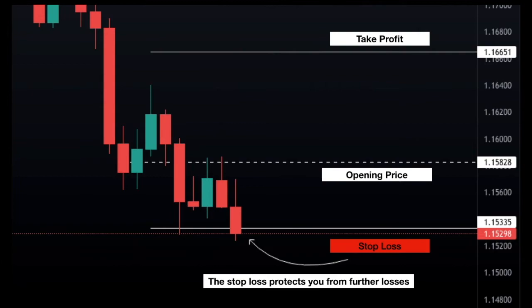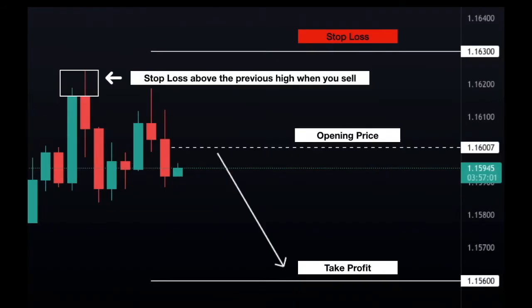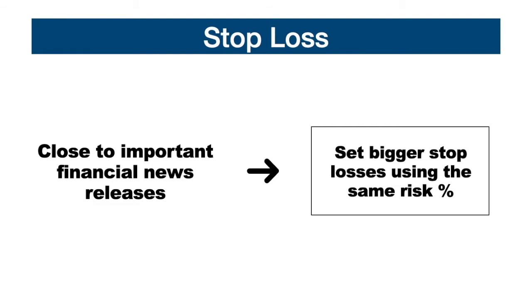It is recommended to set the stop loss 20 to 30 pips under the previous low if you decide to buy, and 20 to 30 pips above the previous high if you decide to sell. Close to the release of financial news, it is essential to open small positions with larger stop losses, to reduce risk and allow bigger price fluctuations under high volatility circumstances.